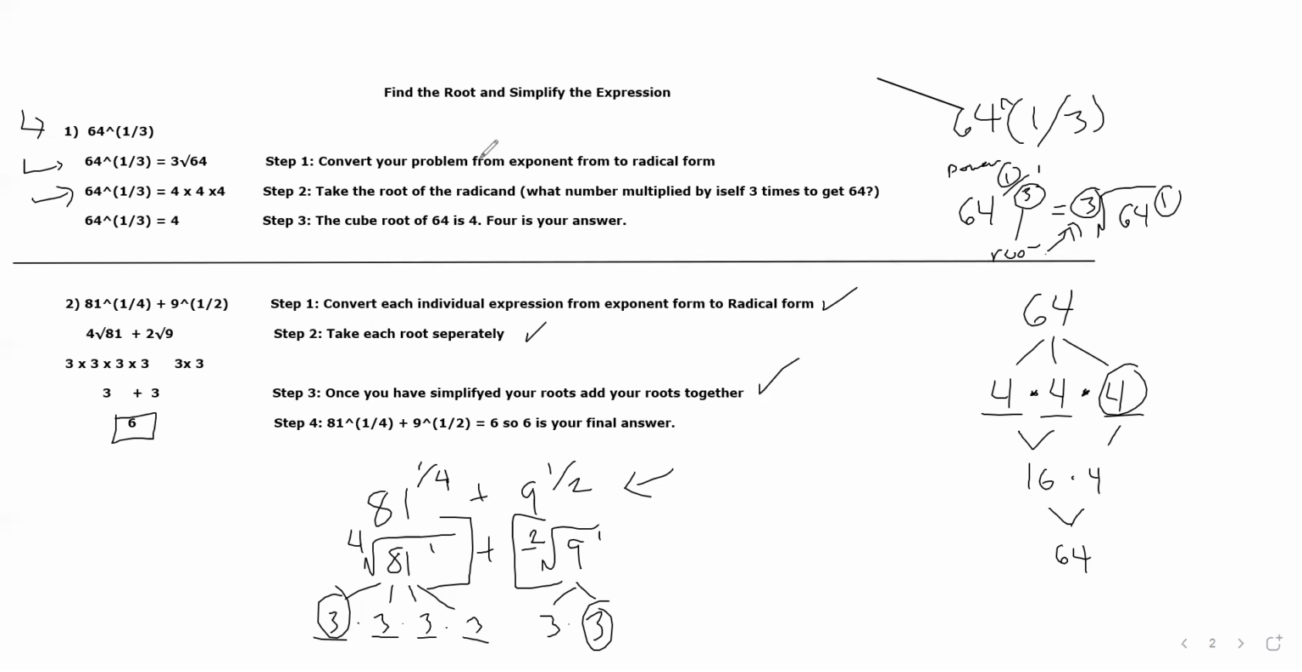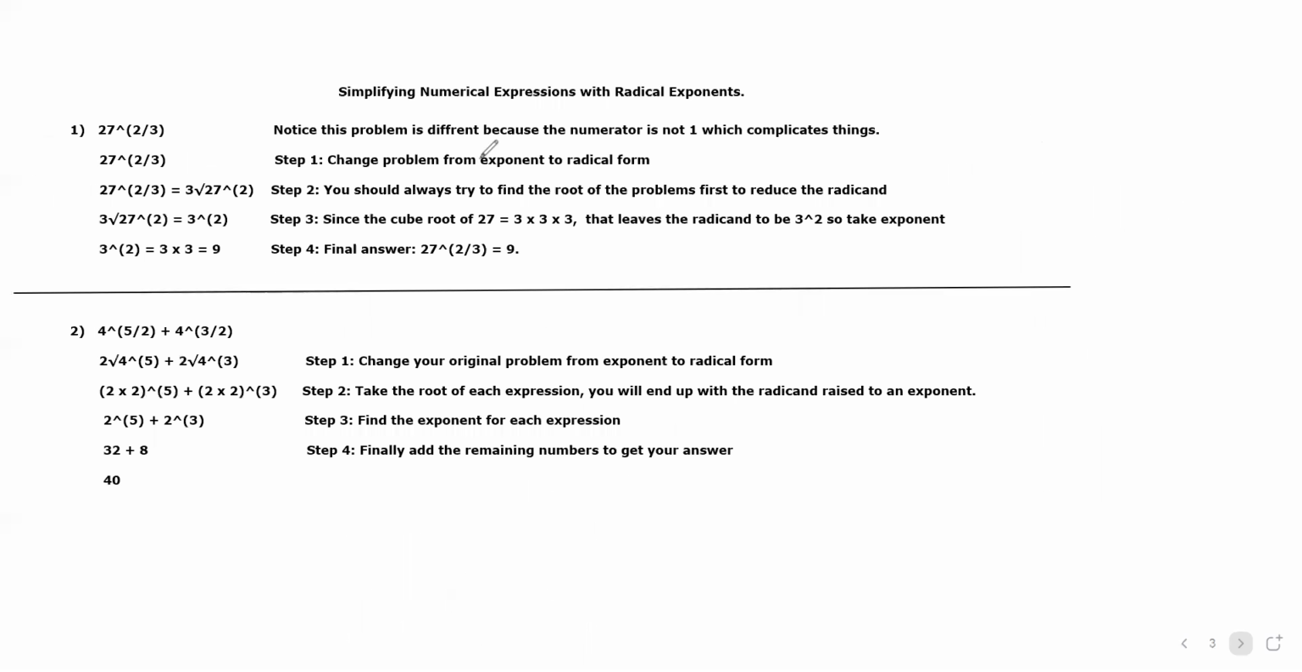Okay, so moving on. Simplifying numerical expressions with radical exponents. So here we have a similar type of problem, right? Number one is very simple. However, we have 27 raised to the 2/3. What happens when you don't have a 1 in the numerator? So that's what I wrote in my note. Notice that there's not a 1 in the numerator, which means that you're going to have to take the root of something, and then you're going to have to raise the answer to that in an exponent. So it's just an extra step, really. That's all it is. So right here, we have 27 raised to the 2/3.